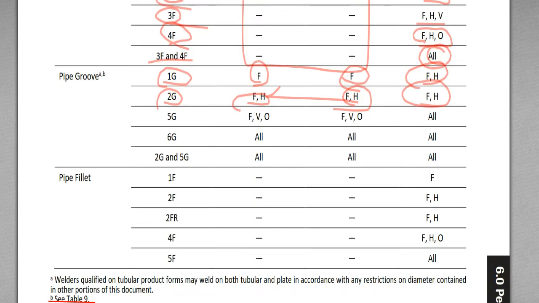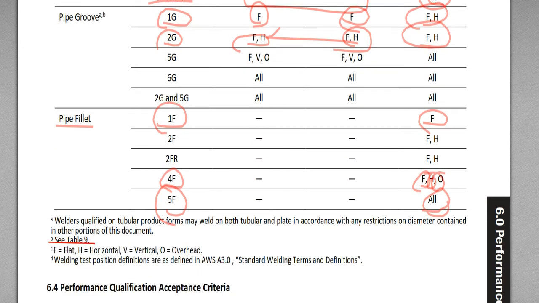And the last one, pipe fillet weld. If you used 1F in the PQ test, you are qualified for F only. If you used 4F in the PQ test for pipe fillet weld, you are qualified for flat, horizontal, overhead. With 5F, you're qualified for all positions.